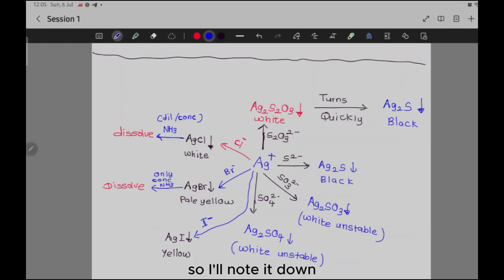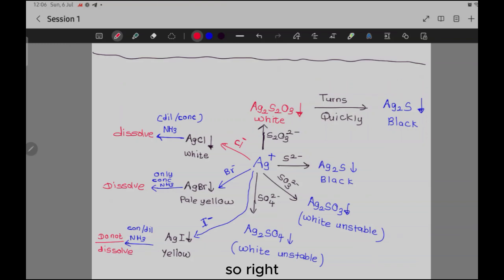So I'll note it down. Conc or dil ammonia do not dissolve it. Do not dissolve. So we have to underline that word.